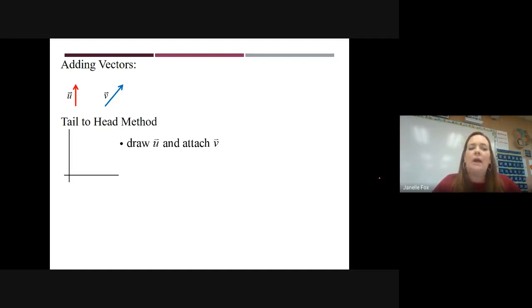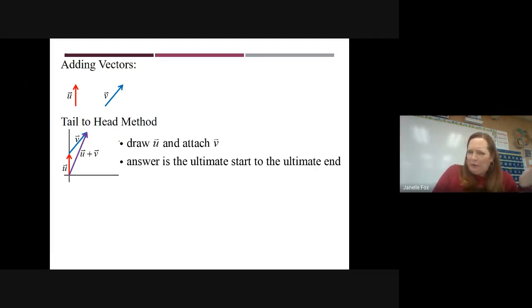On your notes, you might want to draw a baby u vector and a v vector, since those are not printed on your note packet. We'll do our vector u, and right at the end of vector u, where the arrow tip is, we'll tack on the next one. The official name of the answer is the resultant vector. It starts from the very beginning and goes to the very end. The ultimate start to the ultimate end is my answer. I made it in pretty purple. Isn't that cute? So this is vector u plus vector v.